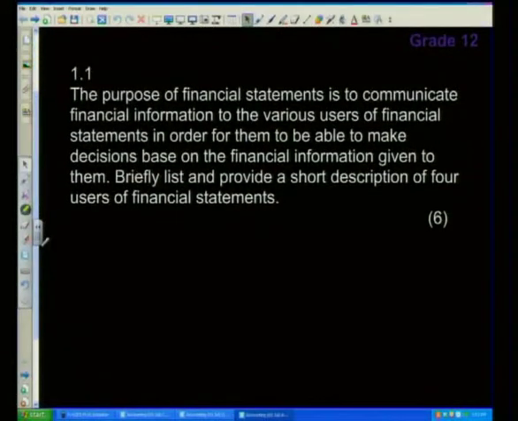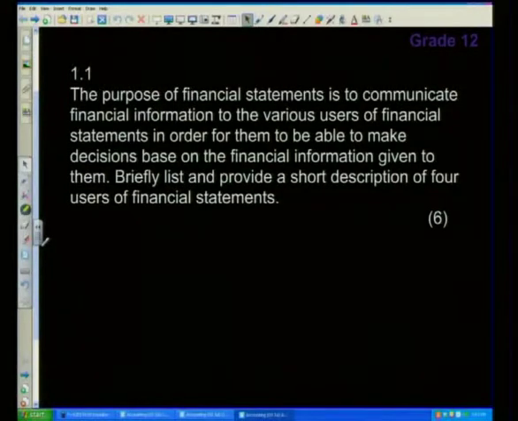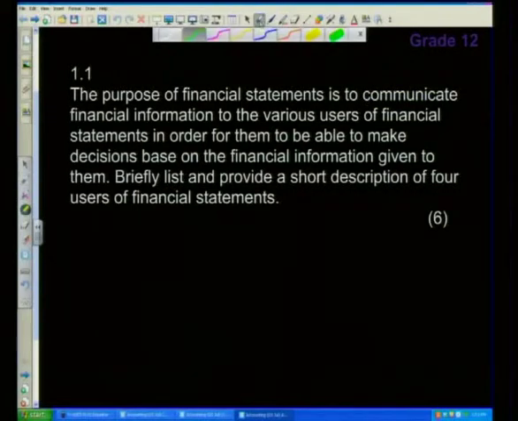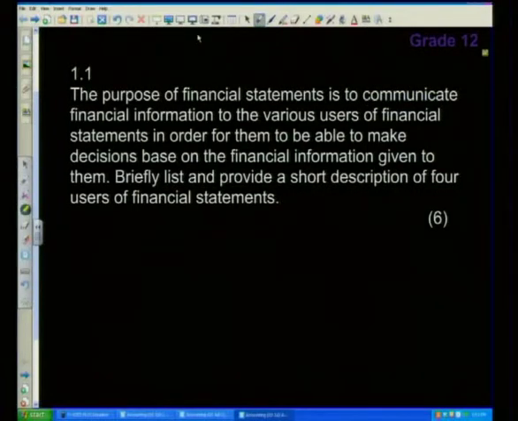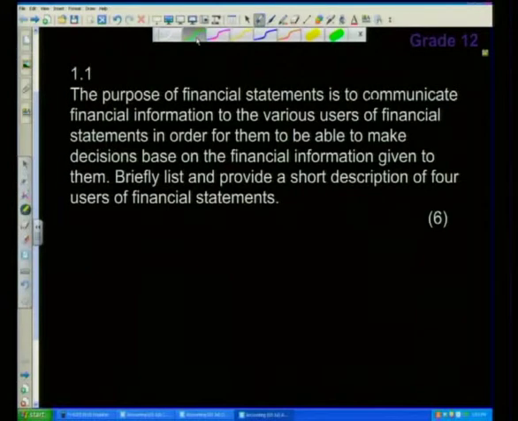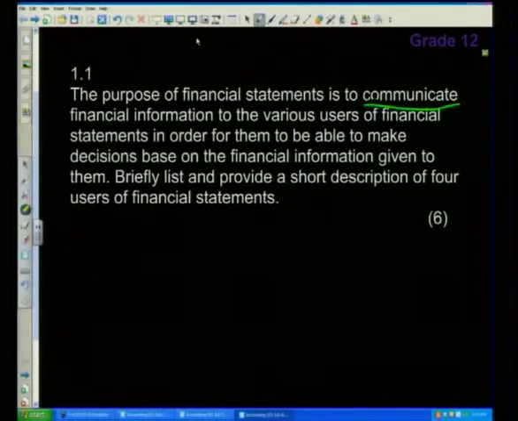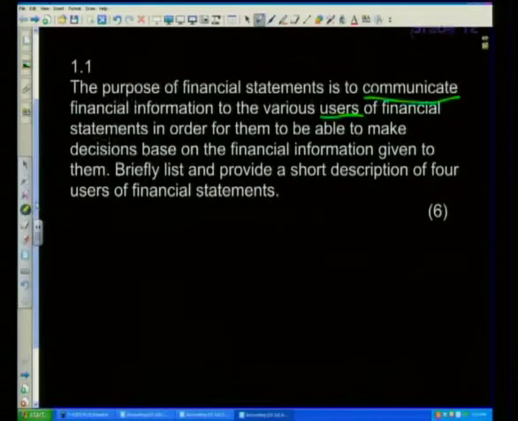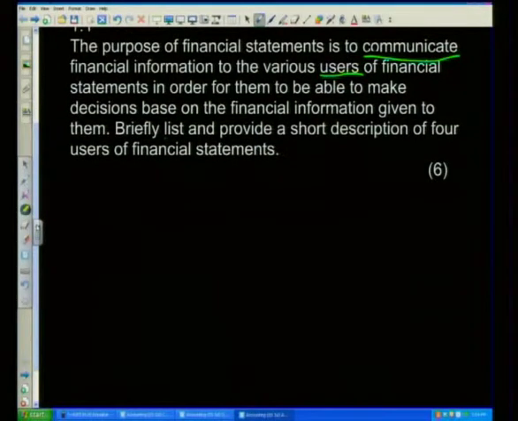Okay, so your first question says, the purpose of financial statements is to communicate financial information to the various users of financial statements in order for them to be able to make decisions based on the financial information that's been given to them. The question asks you to briefly list and provide a short description of 4 users of financial statements.